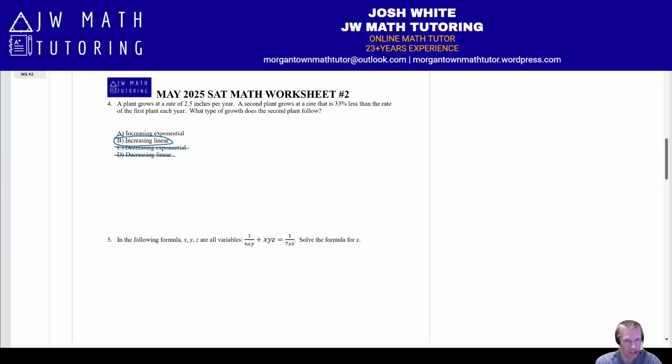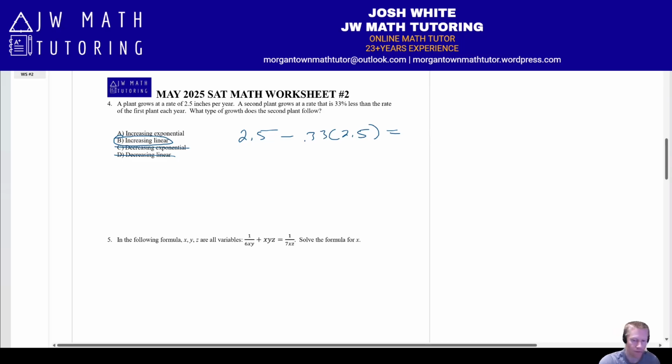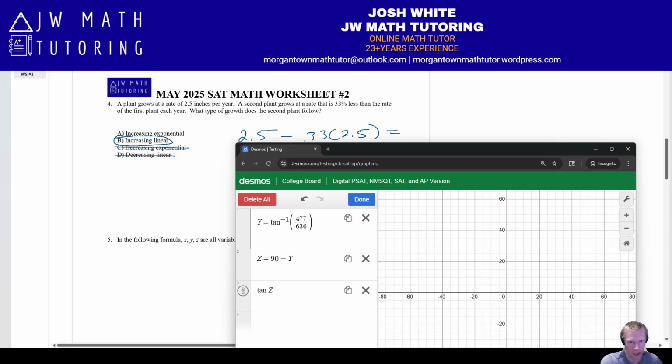It is increasing linear because even though we see a percentage here, so like plant A, 2.5 inches per year. Okay, plant B is 33% less than that. So we take 2.5 and we subtract 33% of 2.5. And when we do this calculation, it's going to come out to, I think, approximately 1.675.